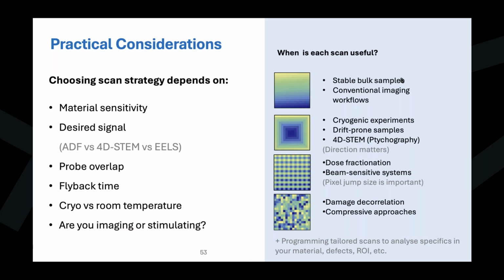And then again, thinking about the damage decorrelation, maybe it's much better to do entirely random scan positions. And this again goes back to, do I want to see atoms, or am I trying to just collect STEM EELS of a super beam sensitive sample? So there really is no perfect scan pattern. You need to think about what you're trying to get out from your data set.